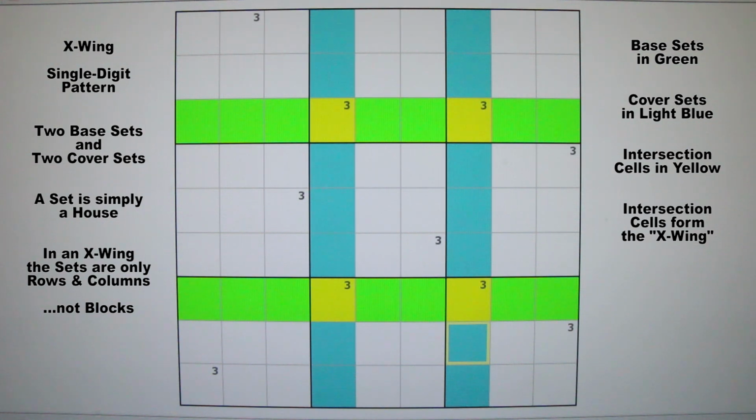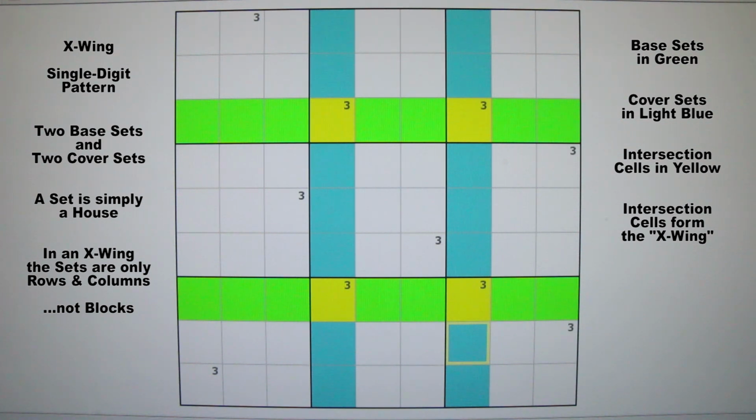The intersection cells will always form a rectangle or a perfect square, which makes it pretty easy to spot. Those 4 yellow cells, that's the X-Wing. An X-Wing will always have 4 intersection cells containing the fish digit. And it will turn out that 2 of those digits in the intersection cells will be true and the other 2 will be false.